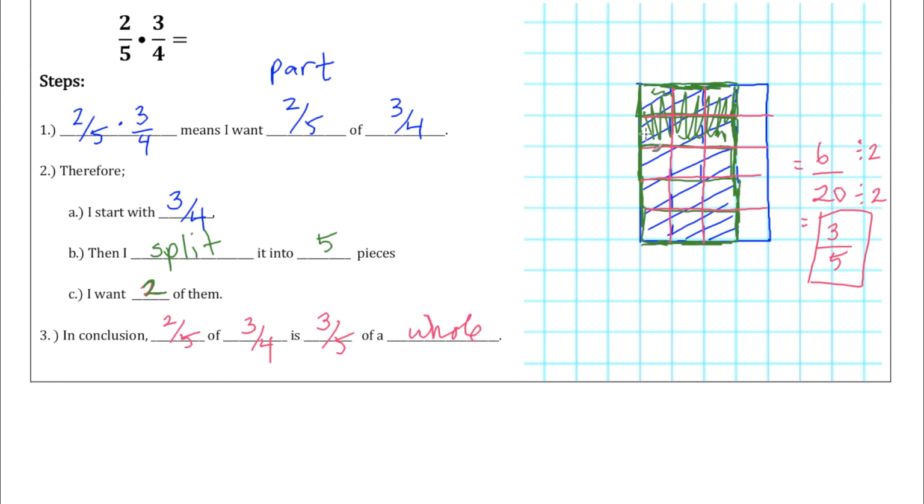Wait, that doesn't sound right. I divided wrong. 20 divided by 2 is not 5. 20 divided by 2 is 10. All right, that's better. So in conclusion, 2/5 of 3/4 is 3/10 of a whole. Because 6 out of 20, we can visualize it differently. But basically, 6 out of 20 is the same as 3 out of 10. So, thank you.